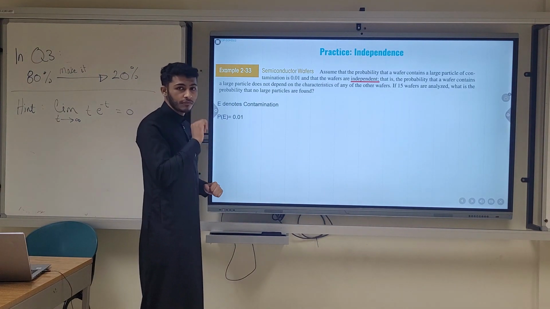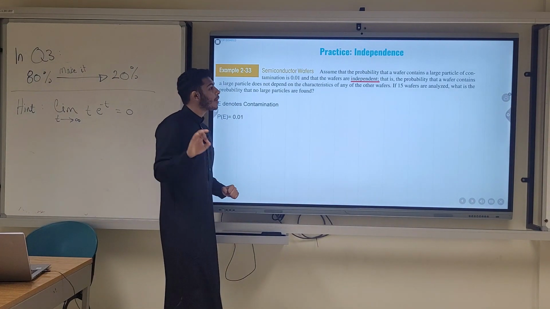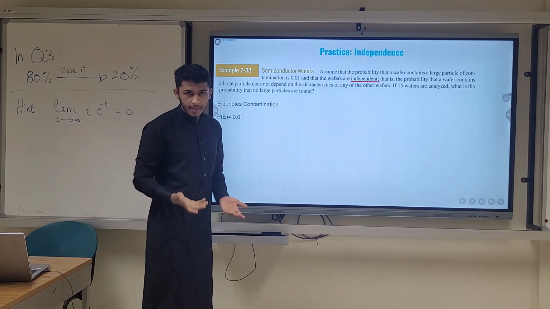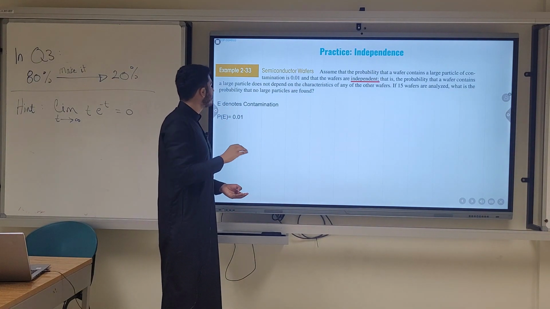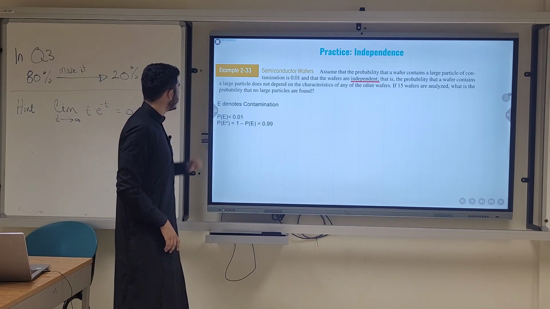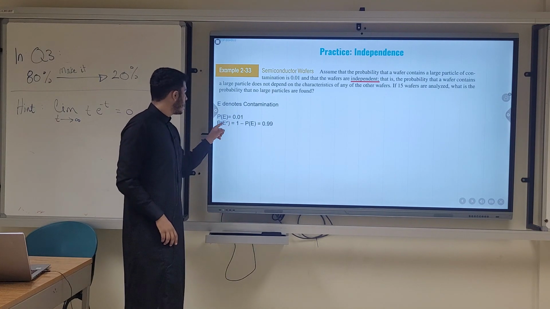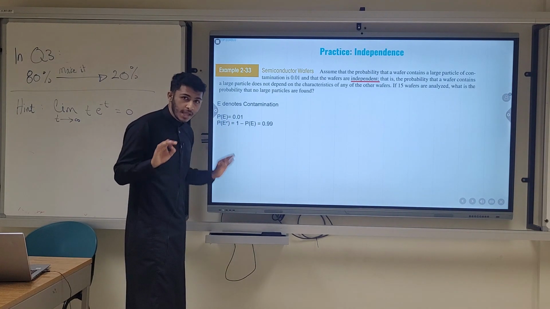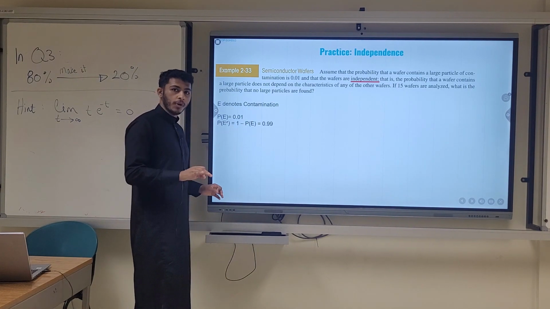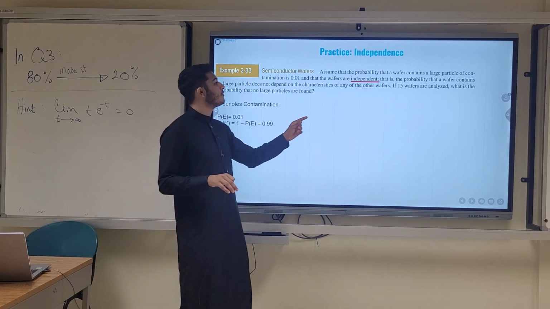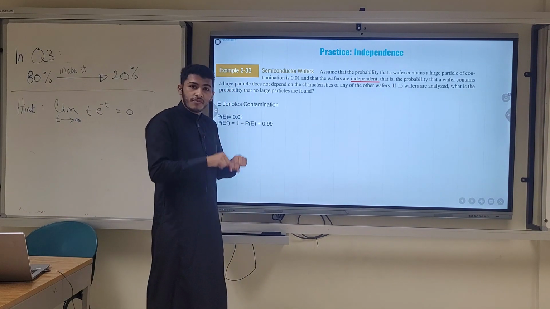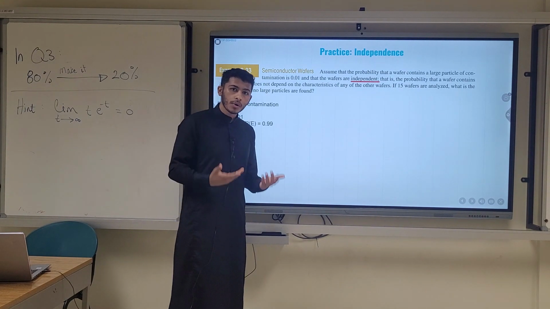Here is a thing that you have to pay attention to. Here, he wants the probability that no large particles are found, so the probability of no contamination. So how can we find the probability of no contamination in this case? We take the complement of event E. So the complement of event E, which is the event of no contamination, is going to be 0.99. Are we done? No, we're not done. We want to find the probability of 15 wafers being analyzed and all of them, as a simultaneous event, not having contamination. So how are we going to solve it?